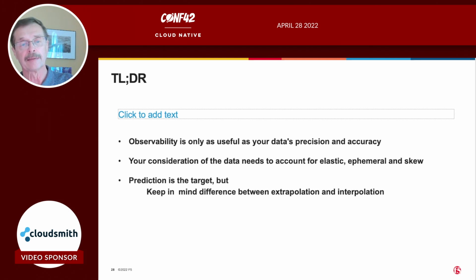So again, summing up, observability is only as useful as your data's precision and accuracy. If you can't trust it, and can't trust it each time, it's worthless. You need to consider the elastic, ephemeral, and skew aspects of these complex infrastructural environments. And while we look at prediction as a target, we need to keep in mind that there's a difference between extrapolation and interpolation, and that in any case, we may end up with false positives or false negatives.